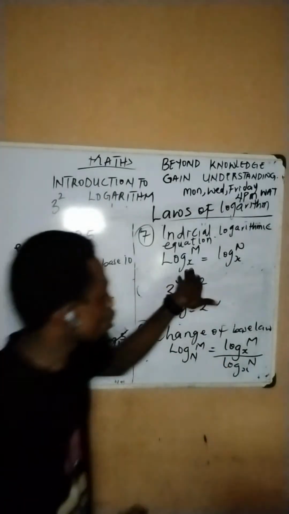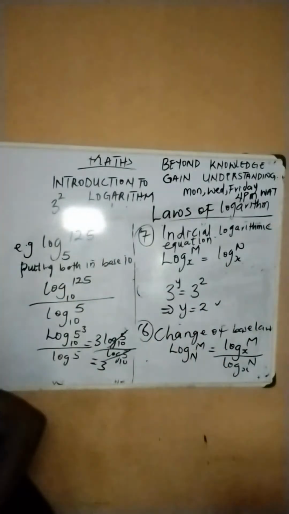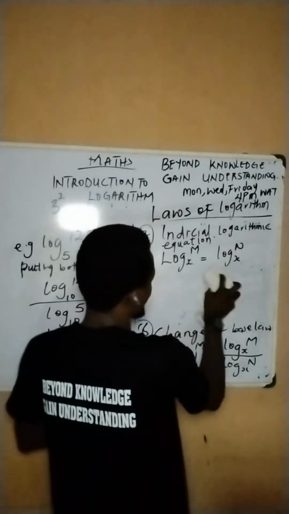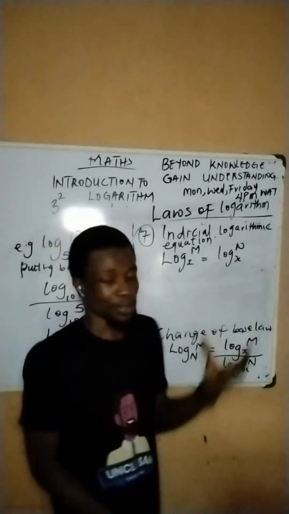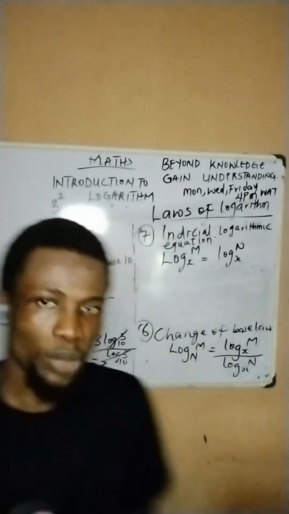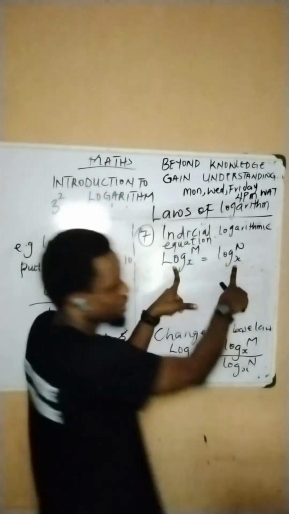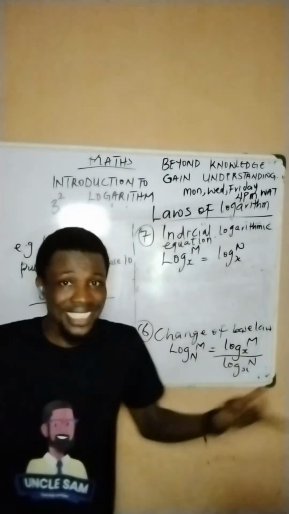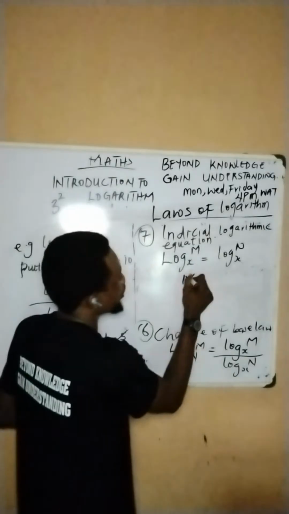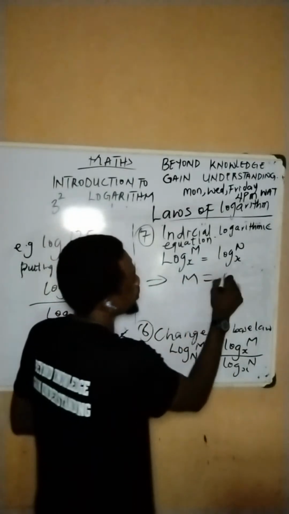The same thing also happens in logarithm. Yes, it happens in logarithm. How does it happen? If you look at this left-hand side expression, look at this right-hand side expression, one thing you see that is common is that they have the same base. So if they have the same base, it simply means that the logs are the same. So it simply means that your m is equal to what? N.